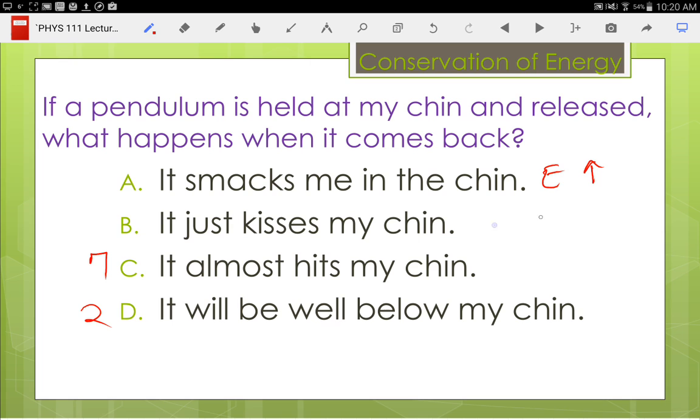Okay, the second one, it just kisses my chin. Energetically, what would that have meant? Okay, so the change in energy would be 0 then. If it almost hits my chin, then what? It went down just a little. And the final one, if it's well below my chin, it lost a lot.